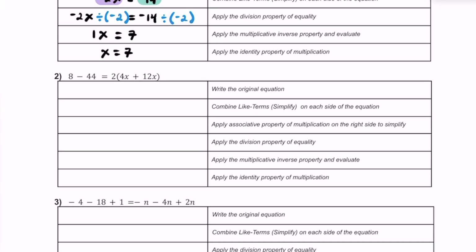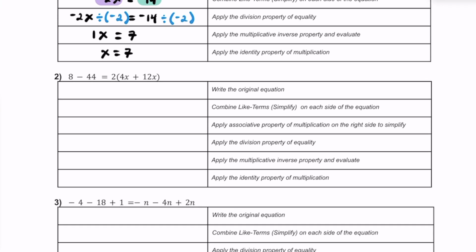Okay, let's try another one here. Let's start by writing the original equation. There are two expressions. On the left, we have 8 minus 44. And on the right, we have 2 times the quantity 4x plus 12x. Now, if we combine like terms and simplify this 8 minus 44, that should be negative 36 along the left side of the equation.